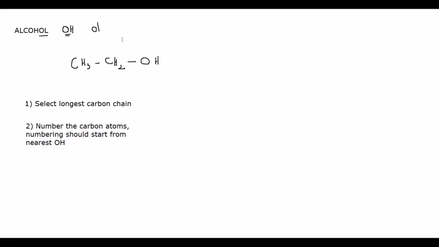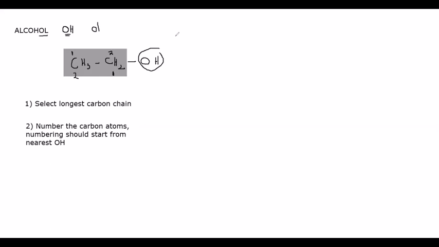So what we will do, if I number this: first we select the longest carbon chain. These are the two carbon atoms, so we select them as the longest chain. This is OH, so it's not a carbon chain. Then we number the carbon atoms. There are two ways to number. If I number from the left hand side, this is the first carbon and the second carbon, so OH is coming with the second carbon. If I number from the right hand side, this is 1 and 2, so OH is coming with the first carbon.